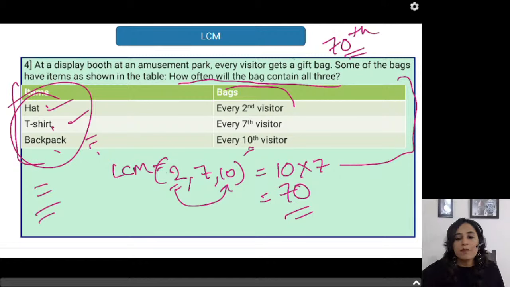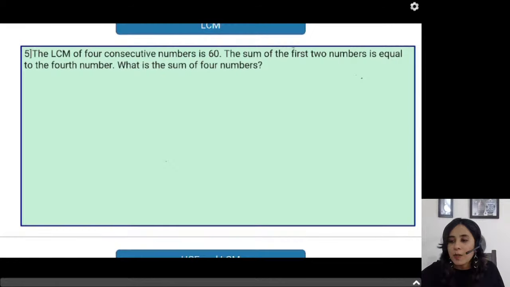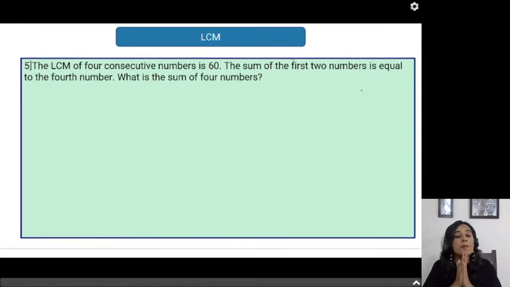So, most of the people here have got the correct answer as 70, and I'm really happy that you guys are understanding the concept. Now, let us get to the next question.